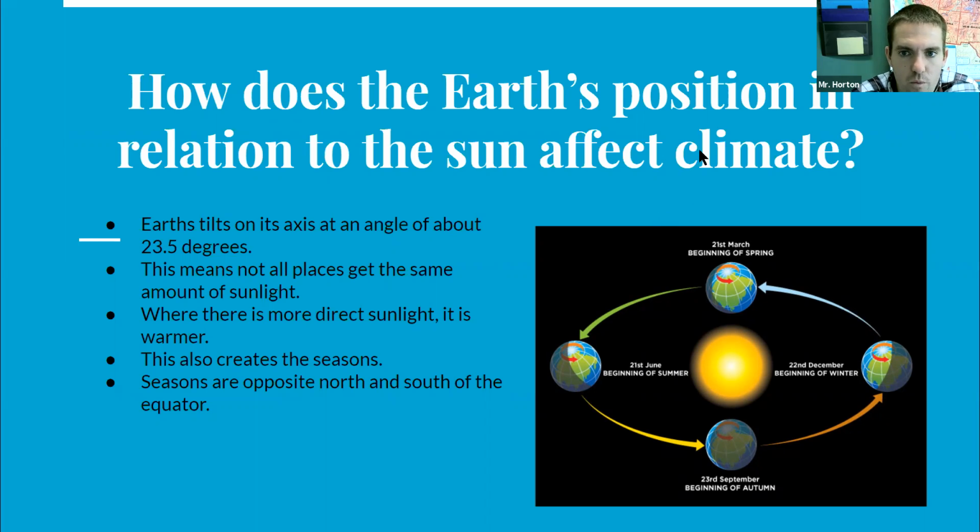All right, so all we need to say for this screen is that the Earth's position in relation to the sun affects the climate. That's all we need to say for this screen. And you also need to know that March 21st is the day where the sunlight hits directly at the equator.